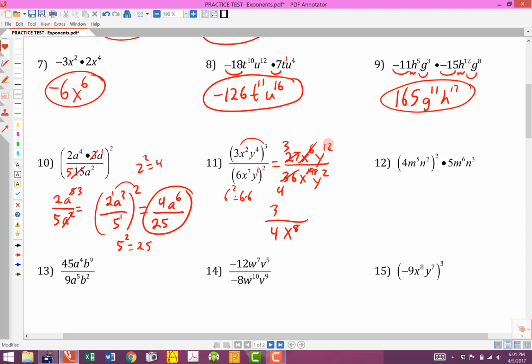2 y's down here and 10 up here. These 2 are going to cancel with 2 of those, so that's going to leave y to the 10th here. And that right there is the simplified answer.